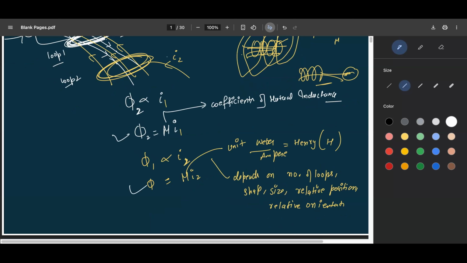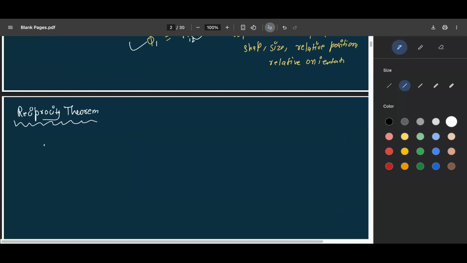I have not actually written it as M12 or M21. In general, this must be written in terms of M12 and M21. What does this mean? M12 is the mutual inductance on 1 due to 2. Basically, you are using the current of the other loop, the second loop, on the first loop. And this is M21. By the reciprocity principle, M12 is equal to M21, the reciprocity theorem basically.